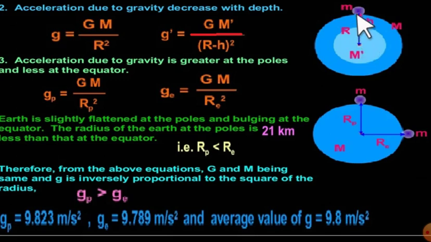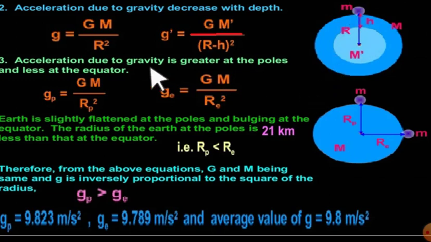So what happened? The maximum value of acceleration due to gravity of the earth is on its surface. When you go higher and higher, it decreases. Acceleration due to gravity small g decreases. When you go deeper and deeper inside, acceleration due to gravity decreases, and it will be 0 here at the center and also at infinity.